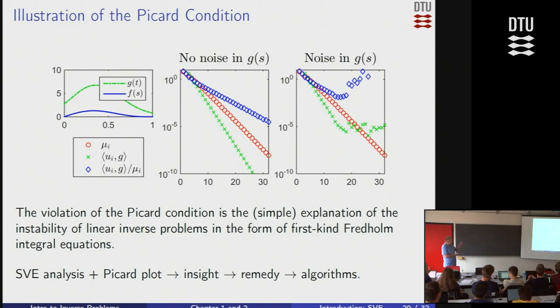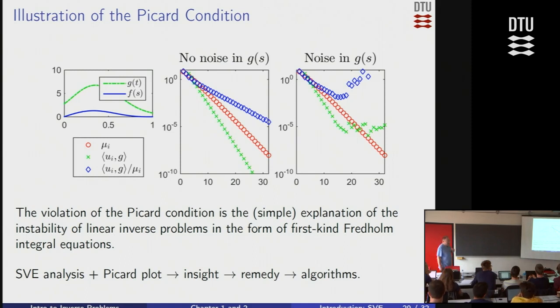But you see, now the behavior of the green crosses, the coefficients of the right-hand side, is quite different. At a certain point, instead of continuing to decay, they level off at the level of the noise that I added to my right-hand side. And from there you can see that I probably added noise of the order 10 to the minus 5, 10 to the minus 6, something like that.